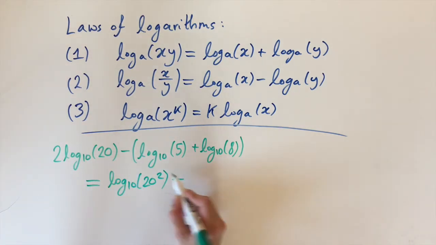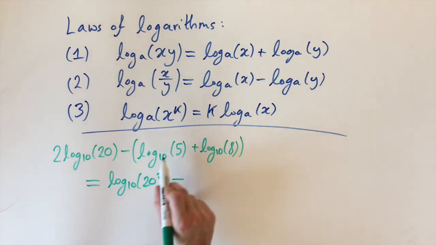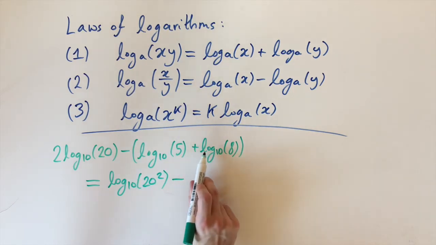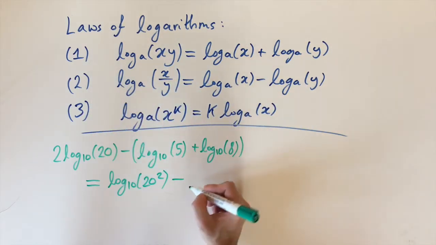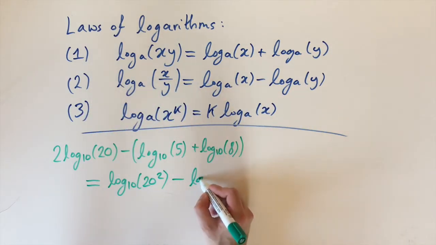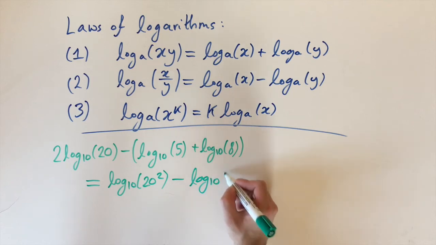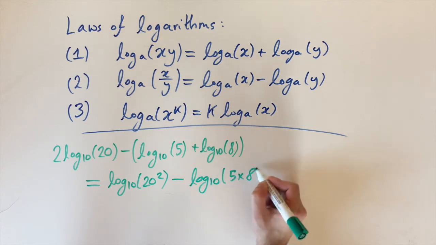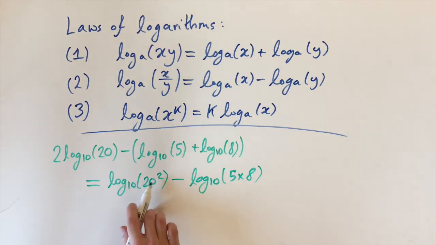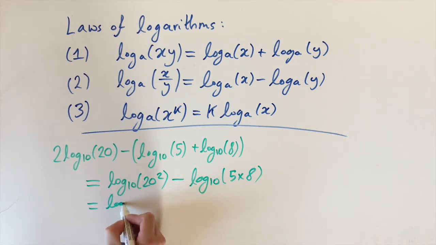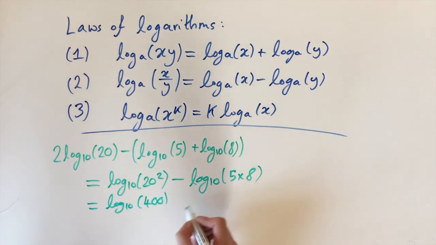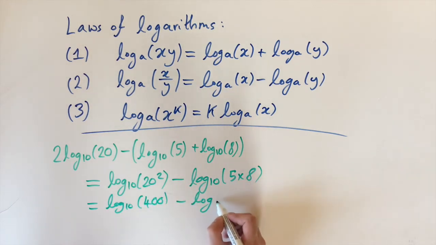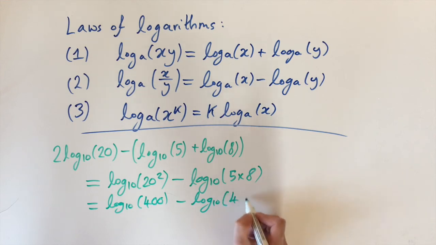And now if I write a minus here, from here, we can now simplify these two logarithms because we have an addition of logarithms, they're the same base. And we can use the multiplication law. It tells us that we can just multiply these two numbers. So this is log base 10 of 5 times 8. And now let's just simplify these numbers. So 20 squared, that's just 400. I'm not using any laws here, I'm just evaluating 20 squared as 400. The same here, 5 times 8, this is equal to 40.